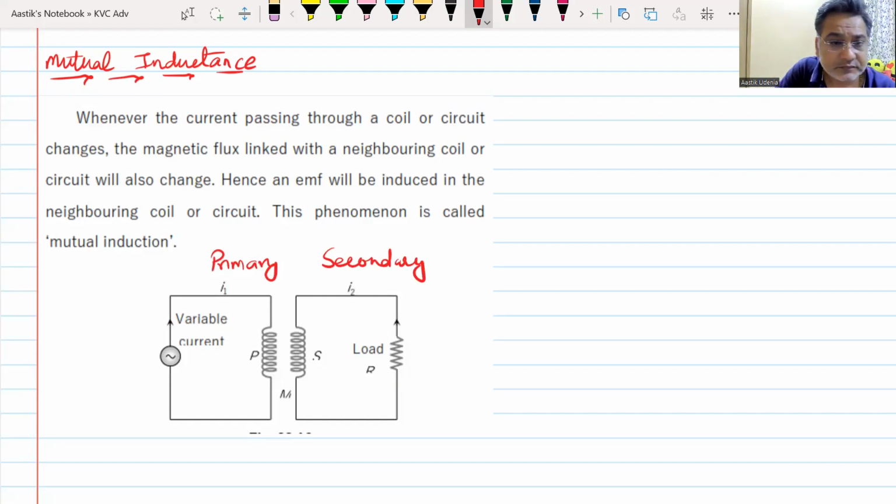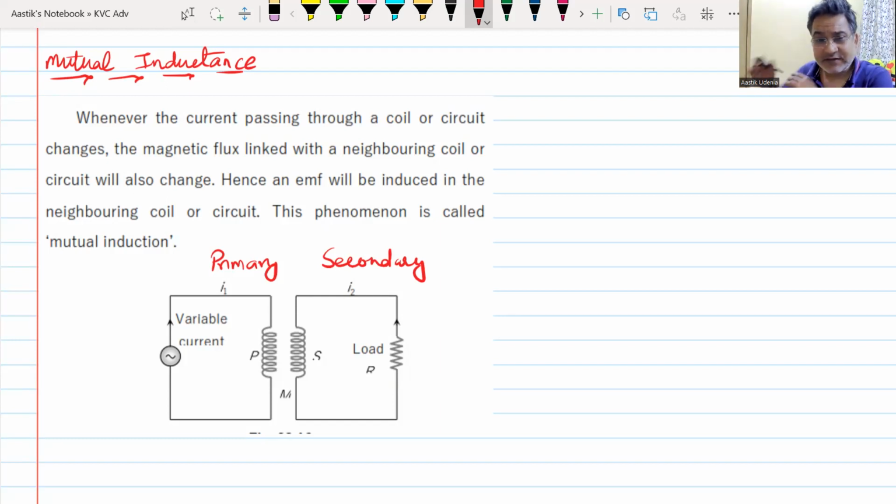Now, what will happen if you have current flowing in the first coil? Because of current in the first coil, you will have flux in the first coil. If you change the current in the first coil, the flux in the first coil will change and EMF will be induced in the first coil. That is known as self-induction. We are done with that.